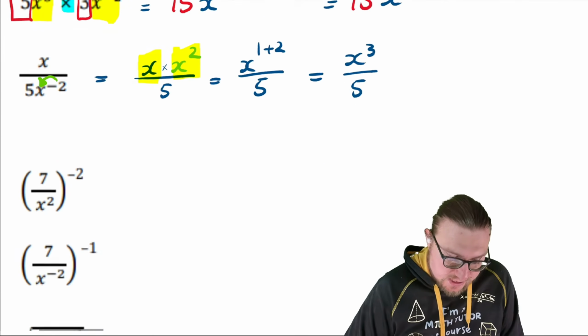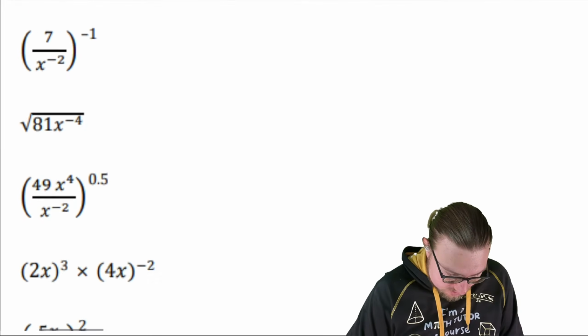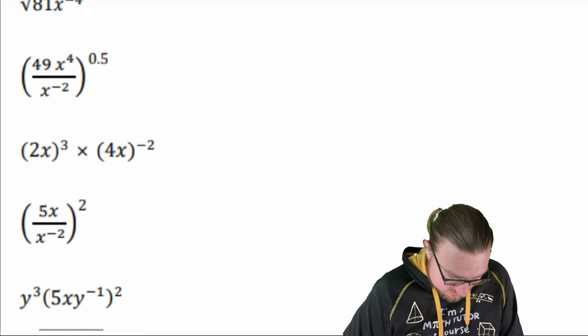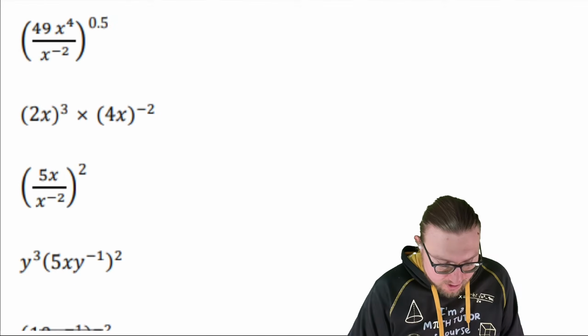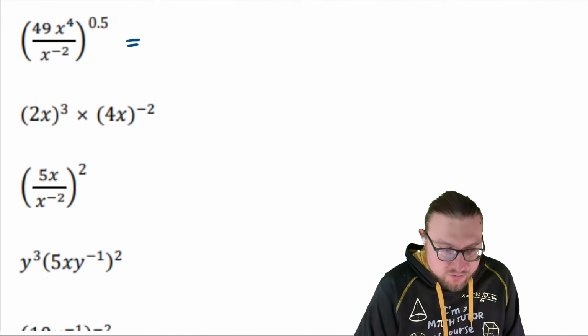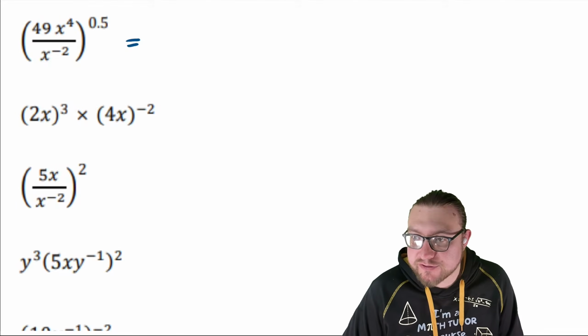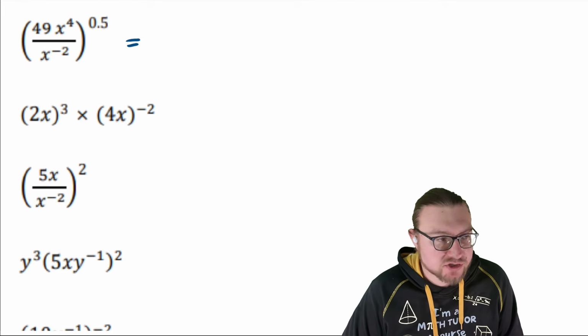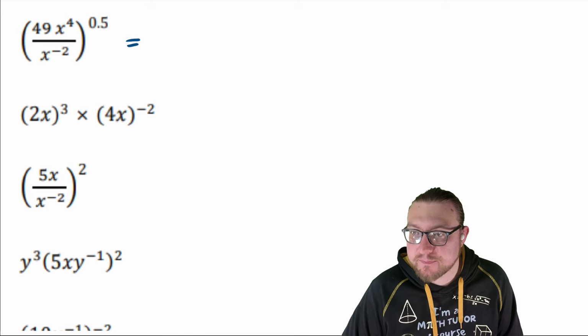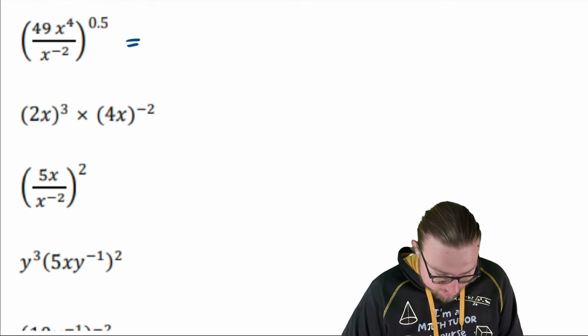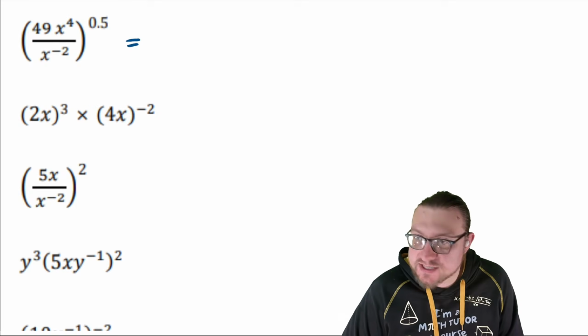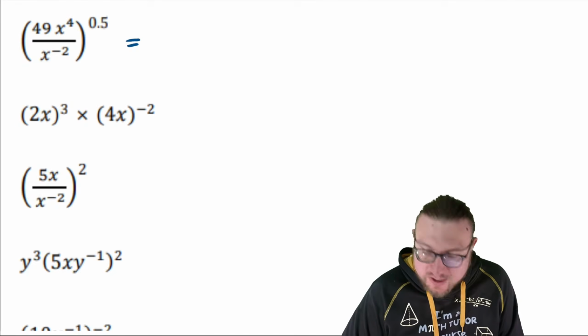Some of the exam questions are of course a little bit longer. So let's maybe do some of these questions here. However, if you follow these rules, you'll be perfectly fine at finishing all of those questions. Just do them one by one, step by step. Let's do this top one here. 49 x to the 4 divided by x to the negative 2, all to the power of half.